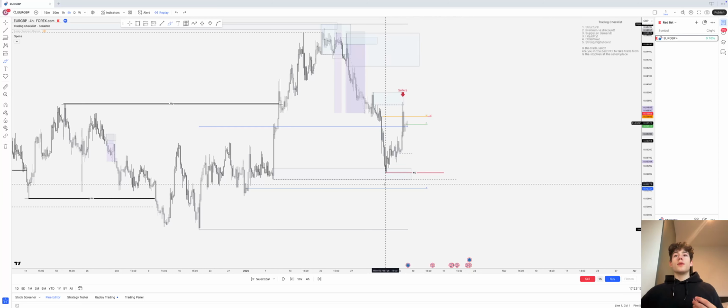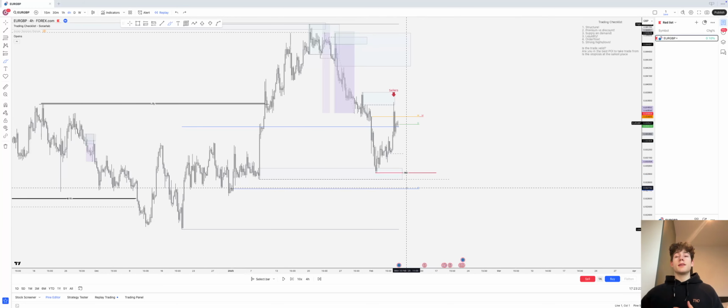And what is fake demand? It is a demand zone that really doesn't count as a demand zone because you expect that demand zone to fail and break under it. So that's also what I'm expecting at this point in time.